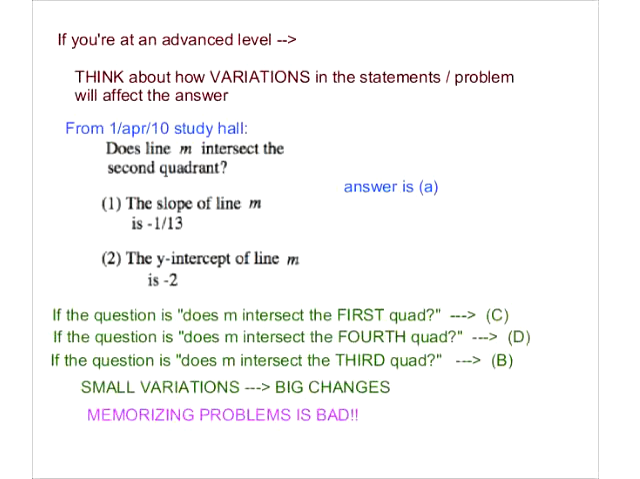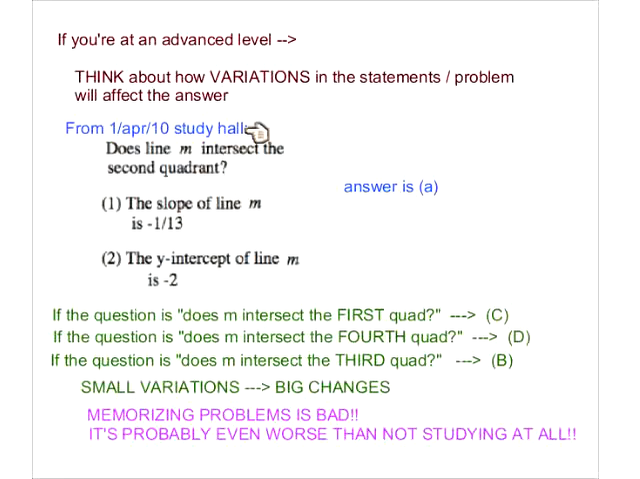If you memorize problems, it's probably even worse than not studying at all. And here's why. Let's say that you memorize some version of this problem, because it's on GMAT Prep. If you get one of these variations on the test, you're kind of screwed. You're in much worse shape than if you'd never seen it before. Because you'd be like, oh, I remember when that happened, the answer was A. Well, look, if it's this, now it's C. If it's this, now it's D. They all look the same, but the answers are all totally different.